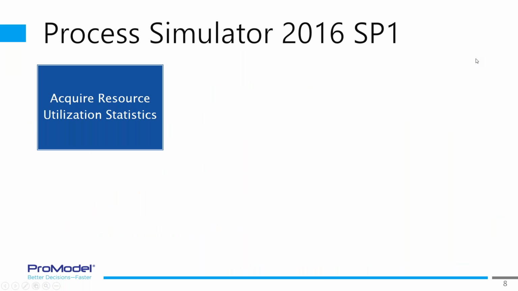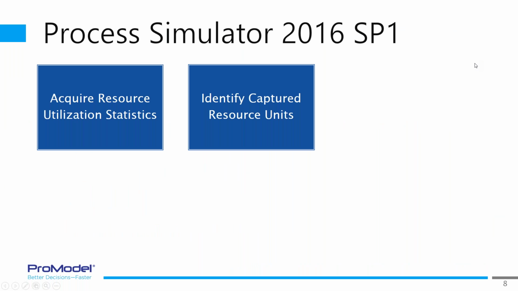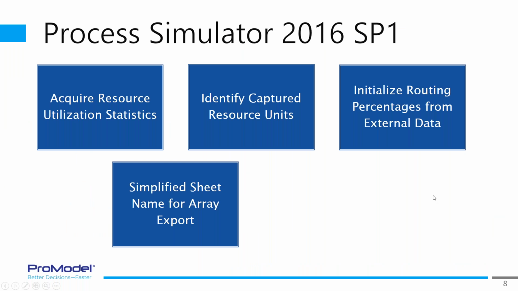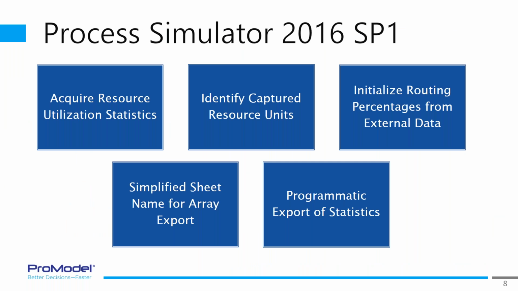So, Process Simulator 2016, SP1, we gave you the ability to acquire resource utilization statistics through the %util, expanding that function. Identify captured resource units through the owned resource unit, new function. Can initialize routing percentages using arrays now and external data. We've simplified the sheet naming for array export on that final replication. And we've given you this programmatic export of statistics.